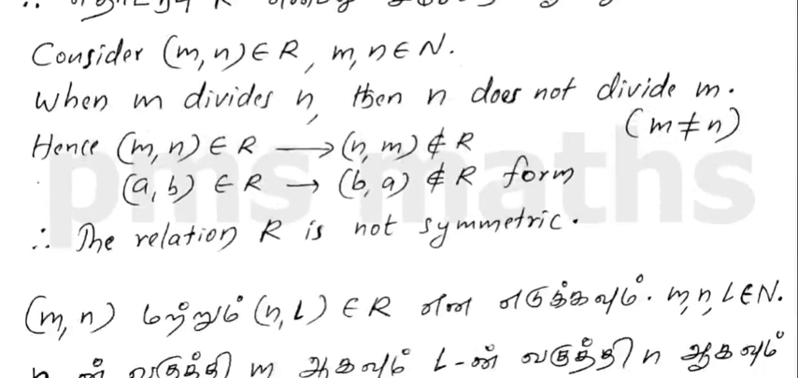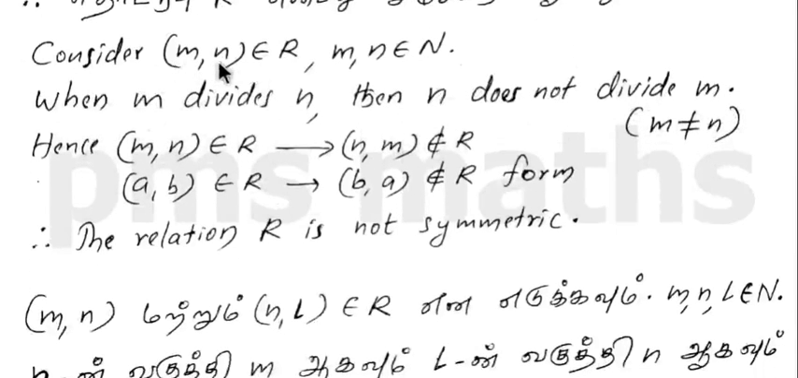Then consider (m, n) belongs to R. Here m, n belongs to N. That means both numbers are natural numbers. Here (m, n) belongs to R means m divides n. When m divides n, then n does not divide m. Here the first number divides the second number, but the second number does not divide the first number if m is not equal to n. Hence (m, n) belongs to R, but (n, m) does not belong to R. That means, generally, (a, b) belongs to R, but (b, a) does not belong to R. That means this condition is not satisfied. The relation R is not symmetric.